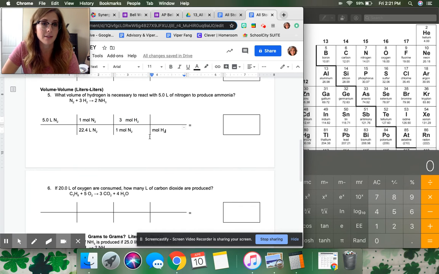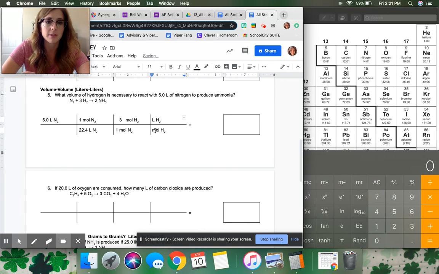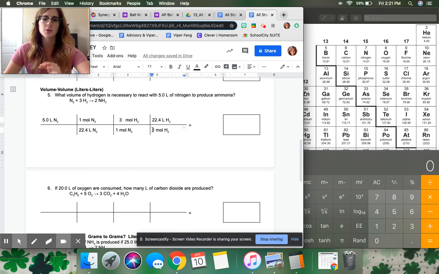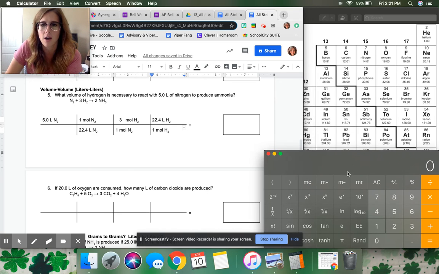And in my last piece of this stoichiometry, I am actually switching from moles to liters because the question does ask for volume. So we're going to say liters H2. Okay, so how many liters per mole? There's 22.4 liters per 1 mole of hydrogen. Okay, that's the same for every substance. It's always going to be 22.4 liters. Okay, so once again, let's just throw it in our calculator and call it a day with this problem.